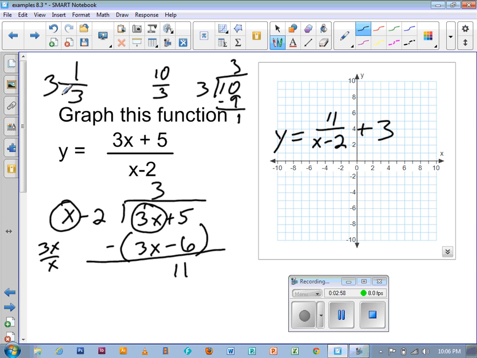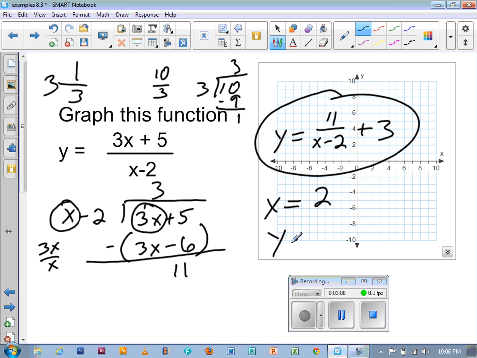So now, if you look at this form, it's in the exact same form that they were in lesson 8.2. You know the vertical asymptote is at x equals 2, the horizontal one at y equals 3, and you can graph the parent function of y equals 11 over x. And I think most of you know how to do that, hopefully, by now. So I'm not going to demonstrate that. If you need more help with that, revert back to that video from section 8.2.